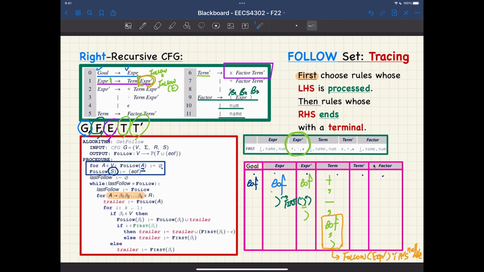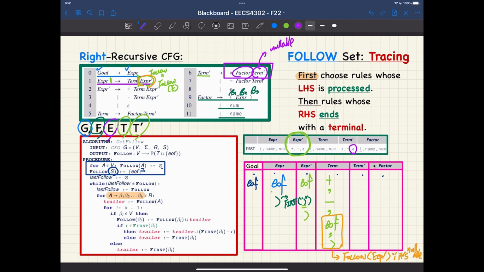Right? And now, what should be term prime? Should we update it? The follow of term prime should be the follow of term prime. Well, nothing to update. Right? And term prime, by the way, is actually over here. It is nullable. Notice that. Okay? It is nullable. Okay, let's figure out the last one.